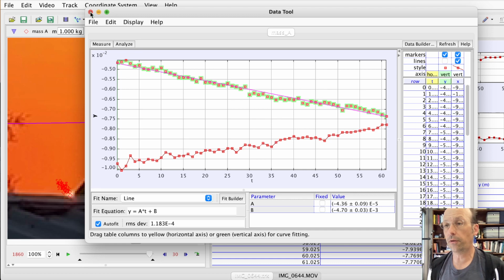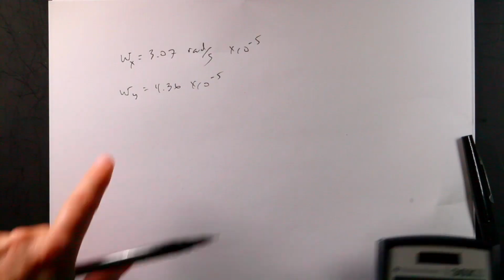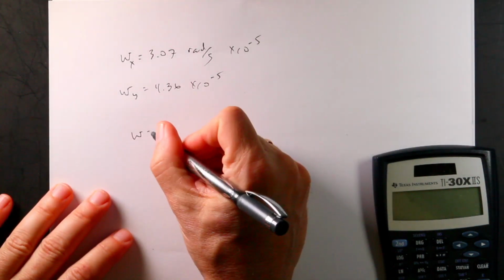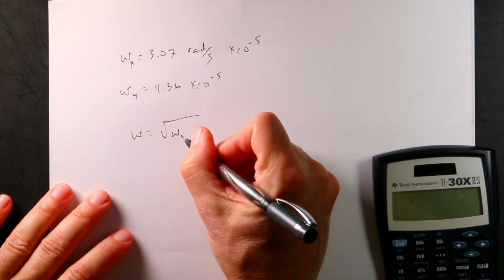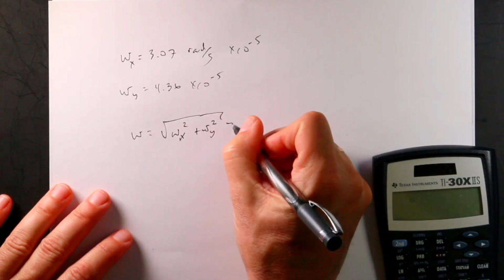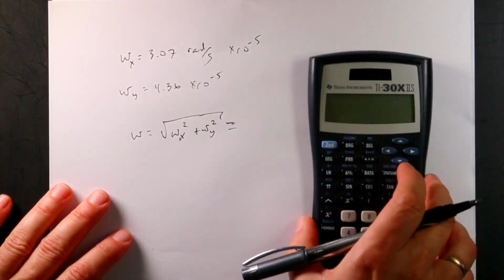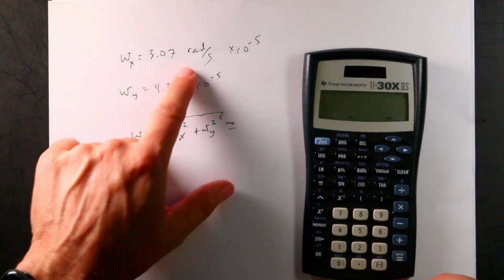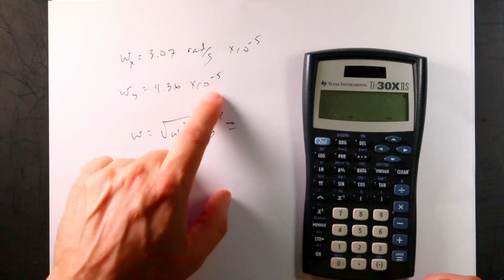Okay, so let's just jump over here to the paper and do a little bit of calculation here. Paper view. Okay, so there's my omega X, there's my omega Y. So omega is going to be the square root of omega X squared plus omega Y squared. I'm just going to do it manually. I don't need to worry about the 10 to the negative 5th. That's just going to factor out.